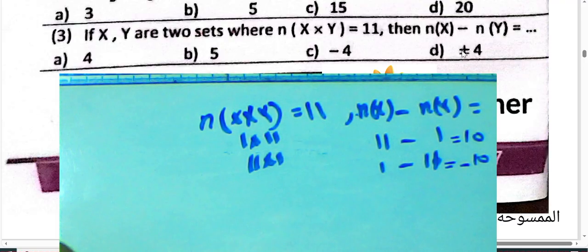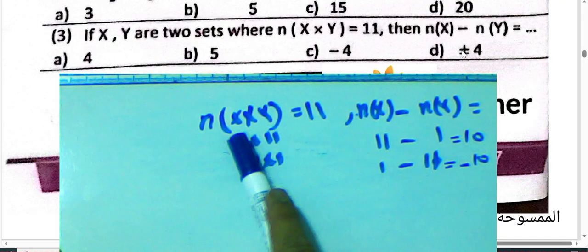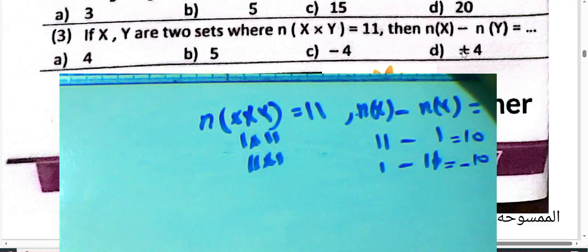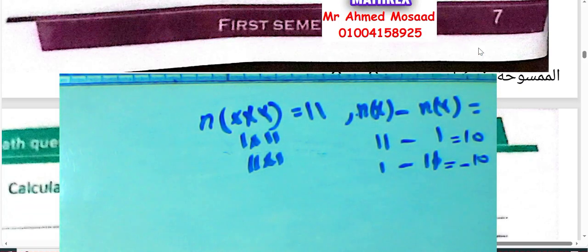Understood? The elements of x will be 1 and here 11. This number will be changed to positive or negative 10. Okay, this question is not correct. About this question, we have a false statement here, because 11 equals 1 times 11 or 11 times 1. Understood? Choose letter D, but change 11 to 10. Okay, next question.